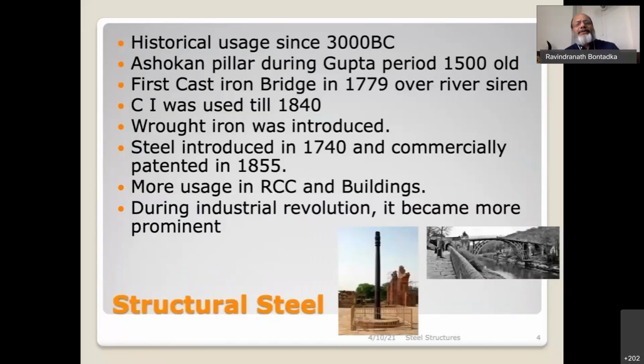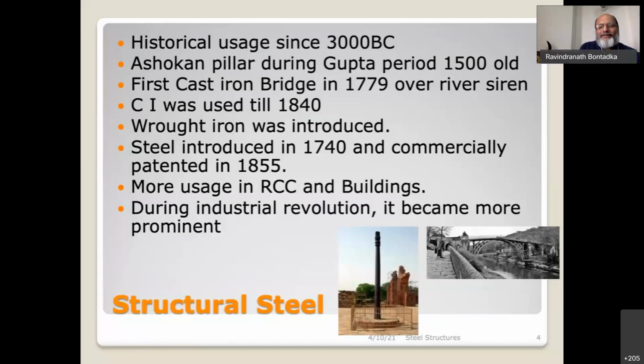The historical usage of steel. Steel has been used since quite a long time, since 3000 BC. If you want a little bit of history, we see a photograph here. This is the Ashokan pillar from the Gupta period. It is about 1500 years old, and still it is very nicely maintained and available there.